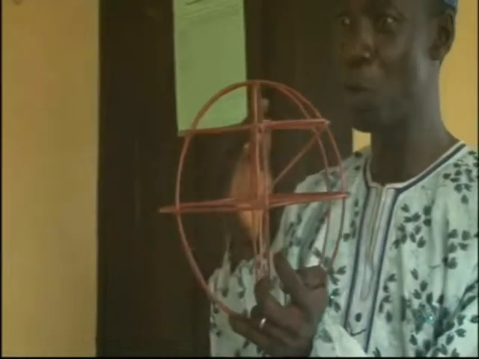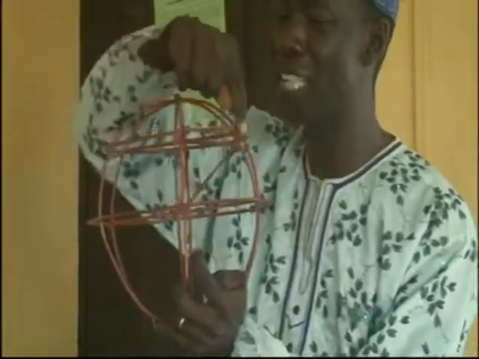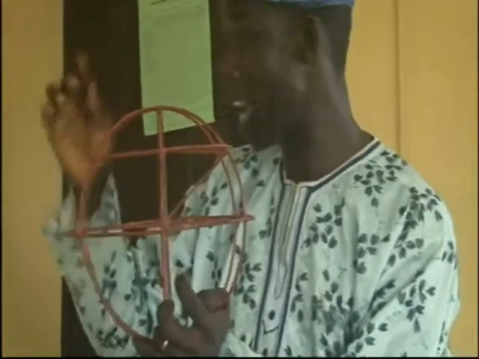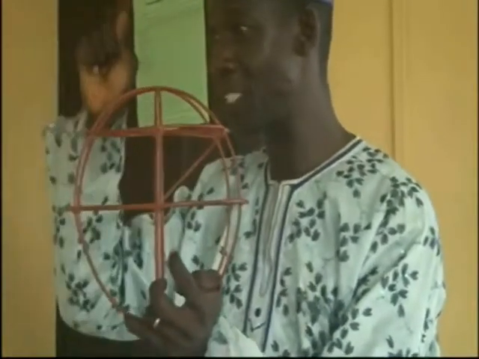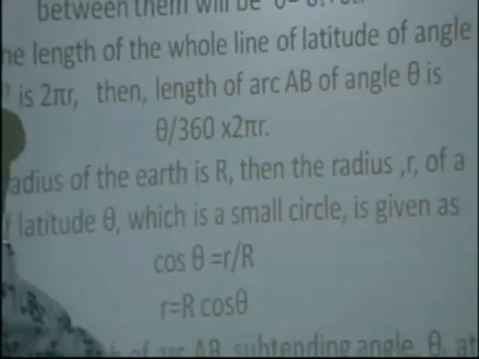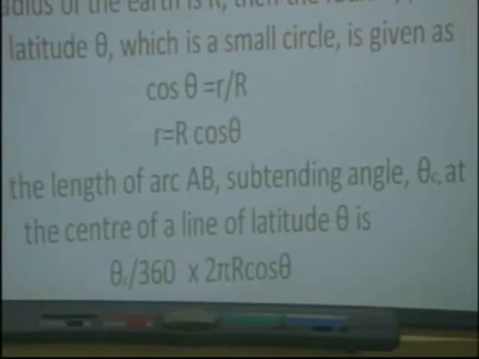And so small r is big R cos theta. That is why whenever the movement is along a small line of latitude, your 2 pi r becomes 2 pi small r. But since small r is big R cos theta, it becomes 2 pi R cos theta. So the formula becomes theta over 360 times 2 pi R cos theta. I think that is clear.